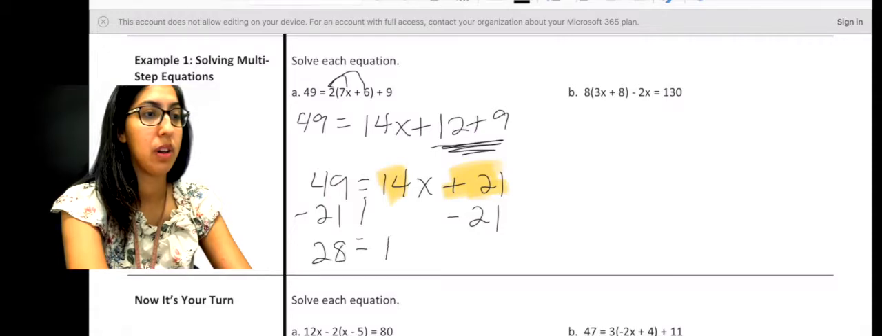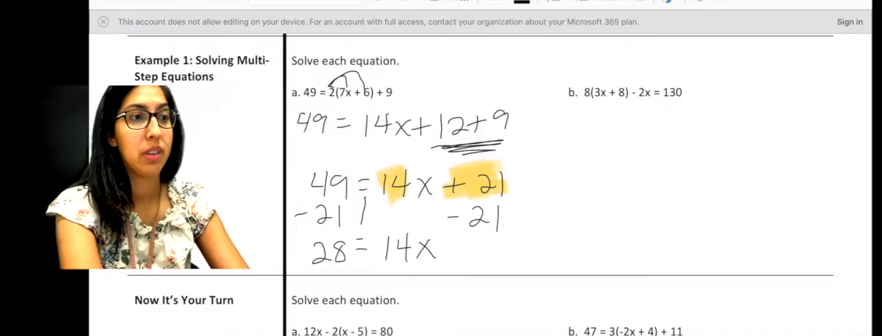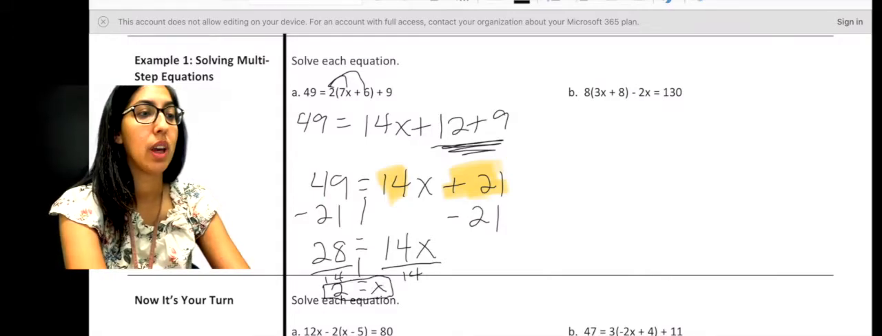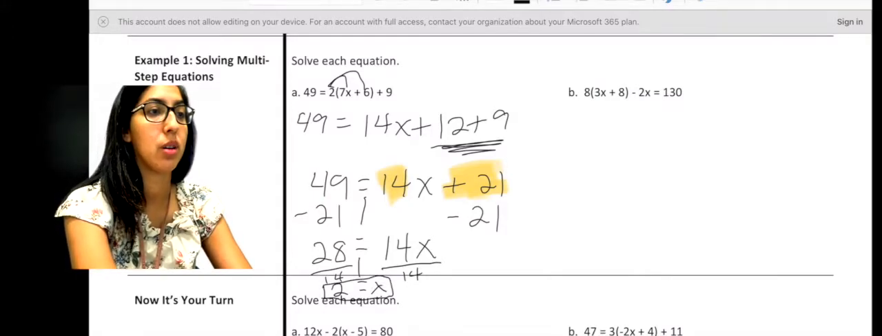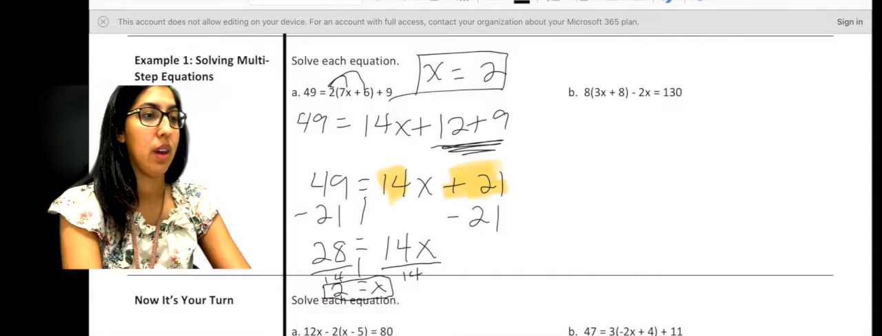Bring down 14x. Don't forget the x. Okay, so now we just got to get rid of that 14. It is being multiplied, so we're going to divide by 14. Divide by 14, and then that is 2. So my answer is 2 equals x, or if you want to put it in correct terms, it would be x equals 2. And that's it for that one.